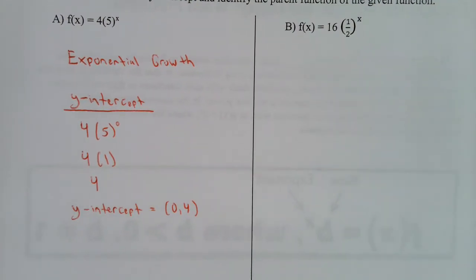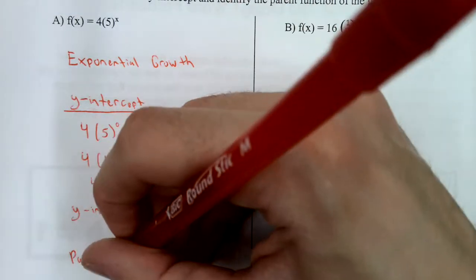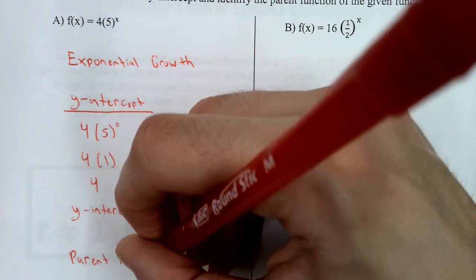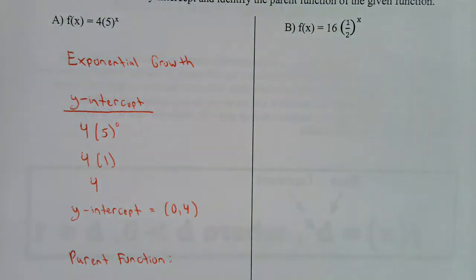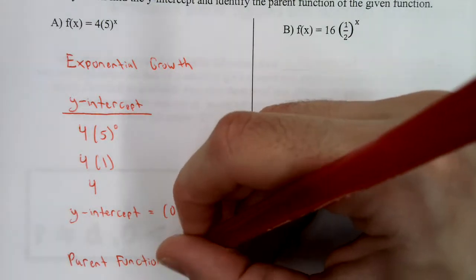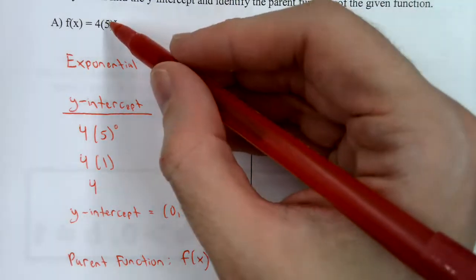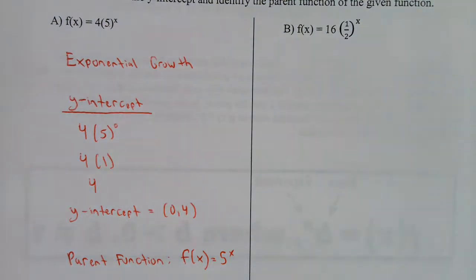And then it says identify the parent function. So the parent function, in Unit 2, we graphed 2 to the x power. That's all we did. The parent function for this is f of x equals 5 to the x power. Whatever this is, to the x power.